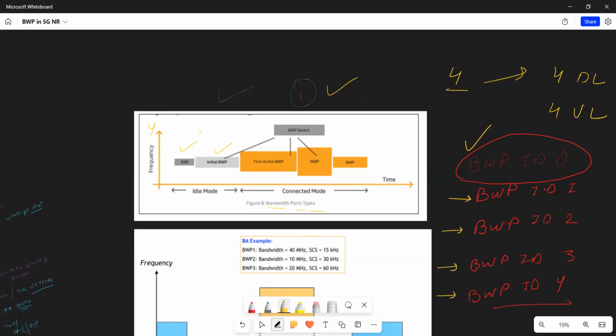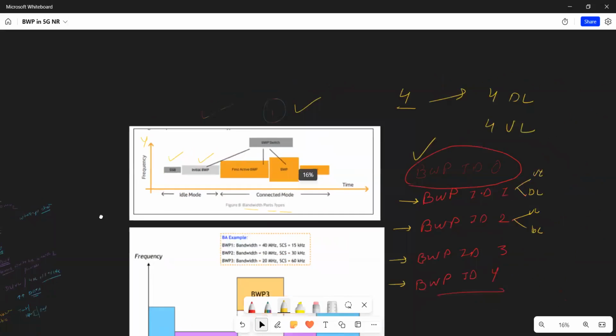Each one can have DL and UL, UL and DL, right? Now you understand one thing. There are different BWPs, but at a time only one BWP would be the active BWP. And after you switch to a different BWP, that BWP becomes active.